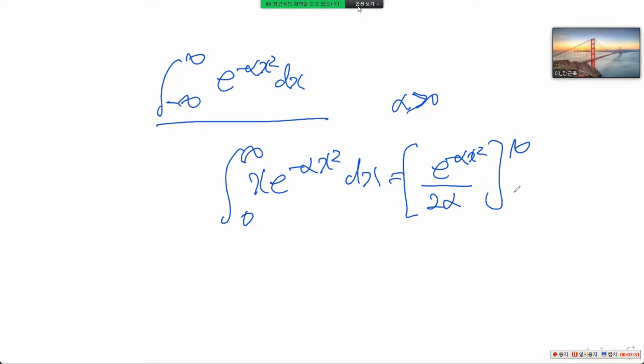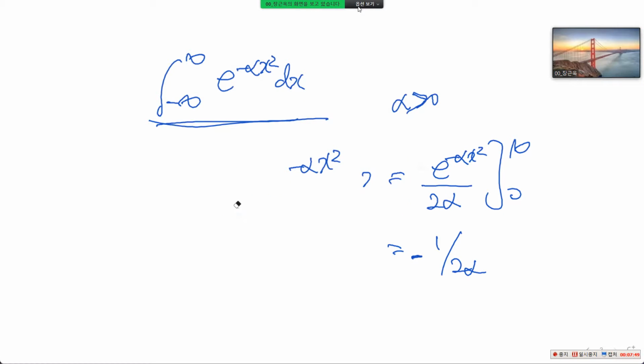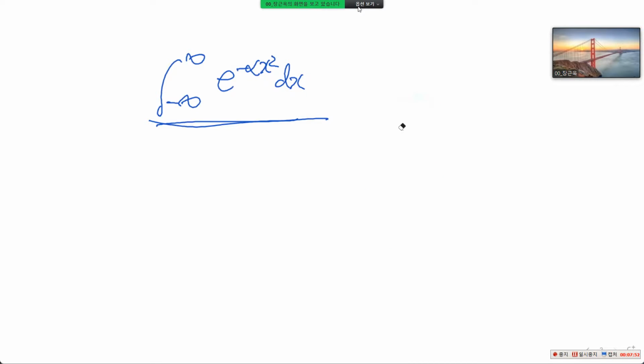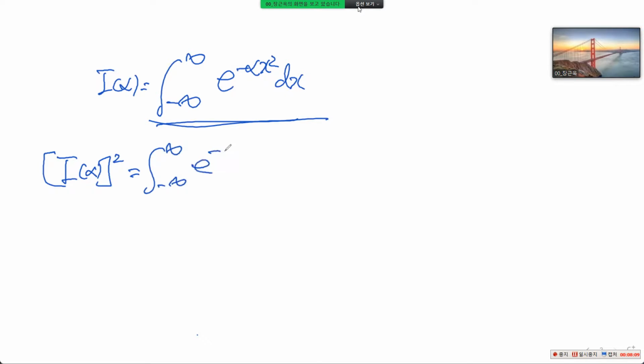Okay, so when alpha is constant, then it will be given by 1 over 2 alpha, right? Yes, 1/2. There has to be a negative sign. However, this thing, maybe we have to think a little bit more. So let's assume it's given by I alpha. Then I alpha squared will be given by the integral from negative infinity to infinity of e to the minus alpha x squared dx.